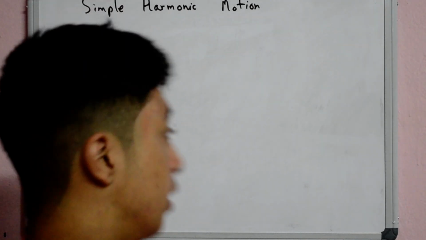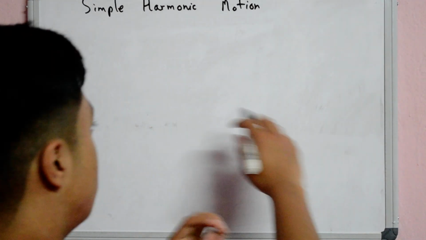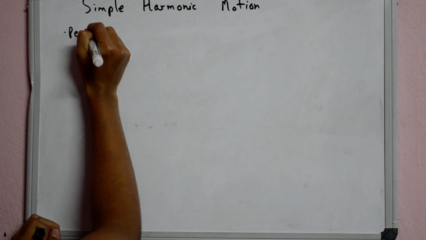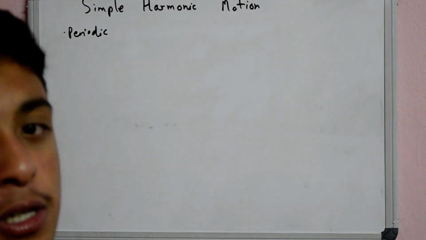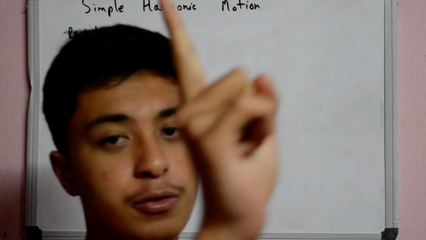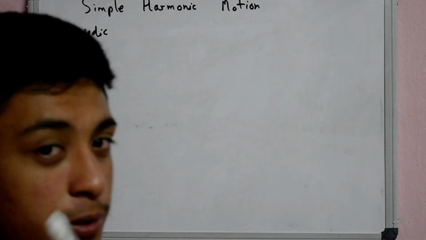Hello everyone, today I'll be teaching you simple harmonic motion, and before that let's start with periodic motion. A periodic motion is basically a motion which repeats after a certain interval of time. An example would be the Earth revolving around the Sun or a pendulum swinging.